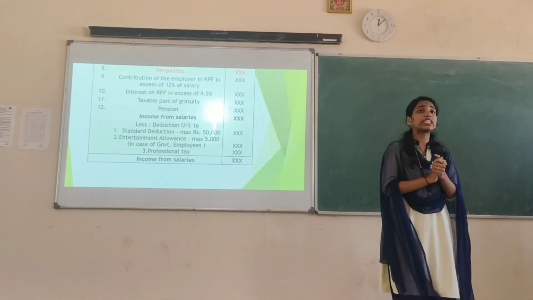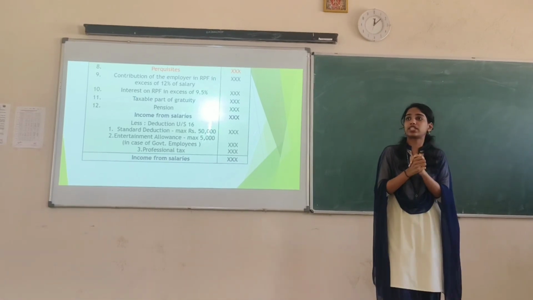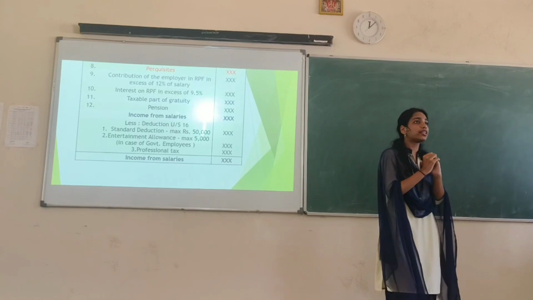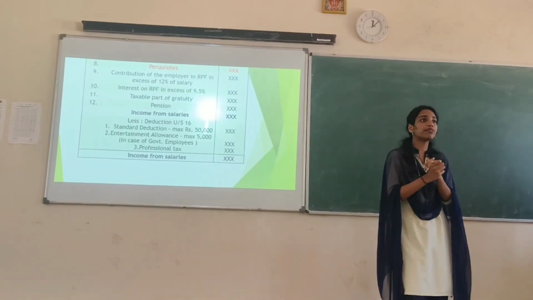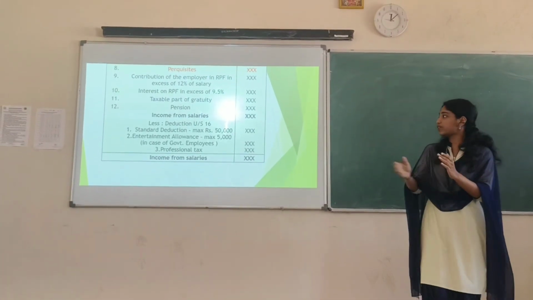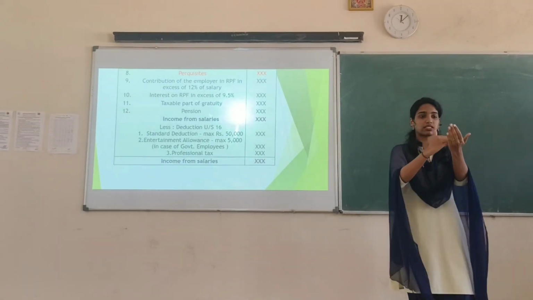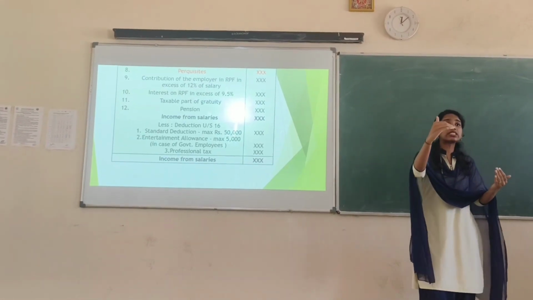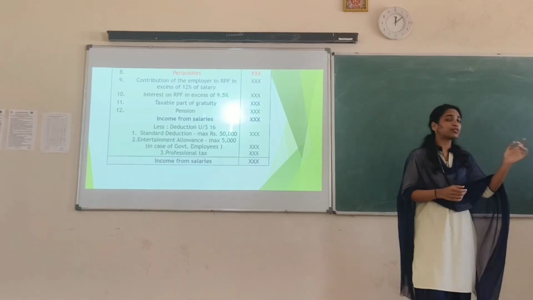Then we have to deduct the deductions under section 16, that is standard deduction of about 50,000, and entertainment allowance of 5,000 only if he is a government employee, and professional tax will be mentioned in the question. We write that on the side, add these deduction amounts, and write the total in the outer column. After deducting this amount from the gross salary, we get the income from salary. So thank you. Next will be explained by the next speaker.